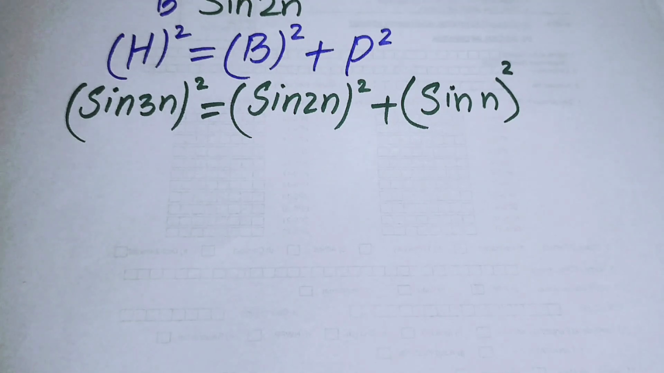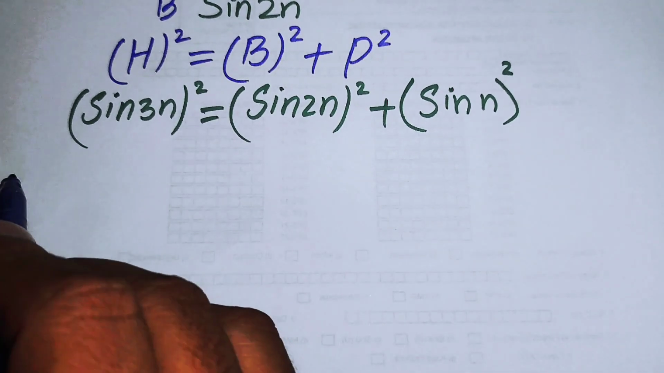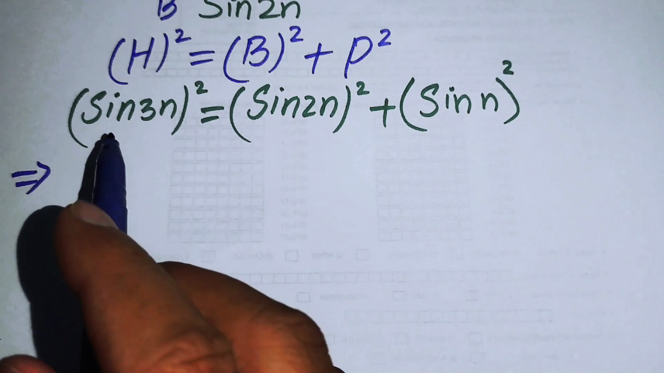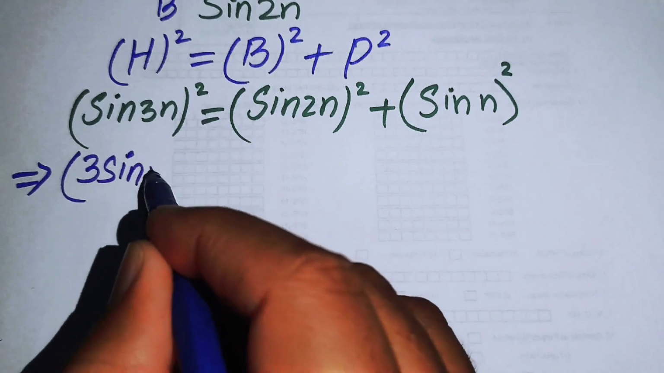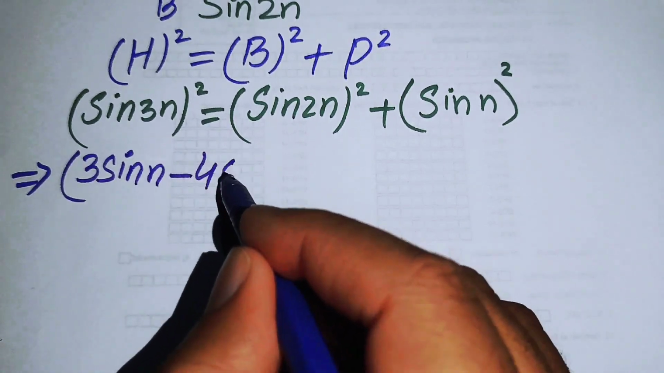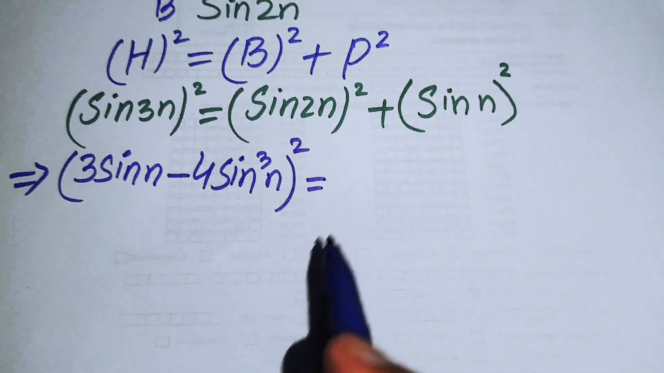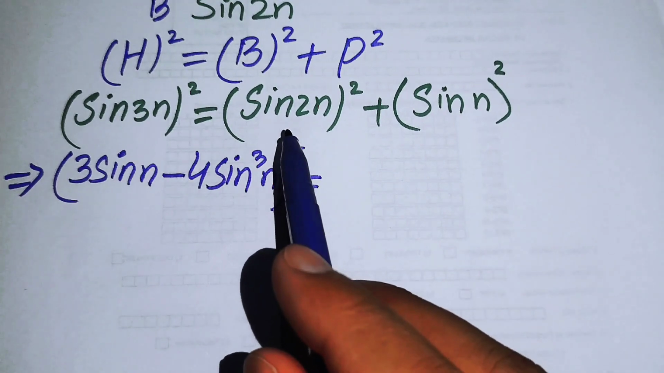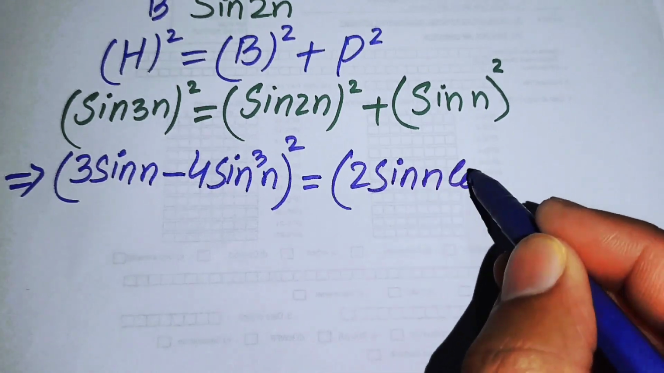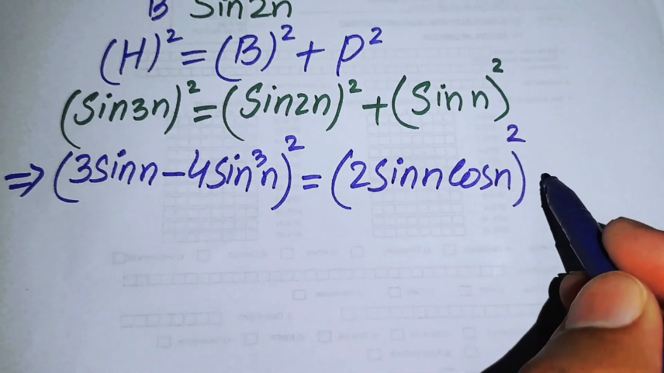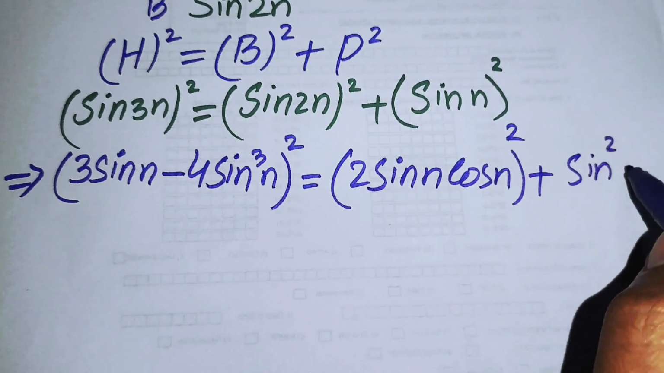Now you see that we have the triple angle of a trigonometric function. You know that the formula of sine of 3n is equal to 3 times sine n minus 4 times sine cubed of n, and its whole squared equals, for the double angle, 2 times sine n into cos n, and its whole squared, plus here we have sine square of n.